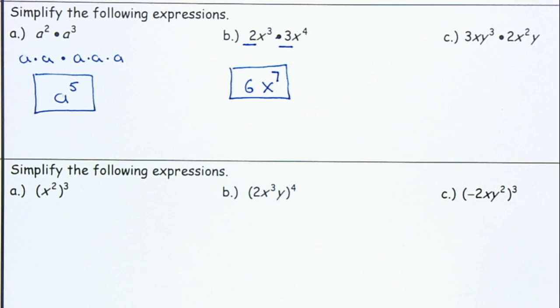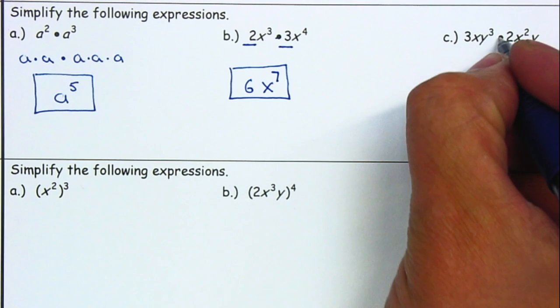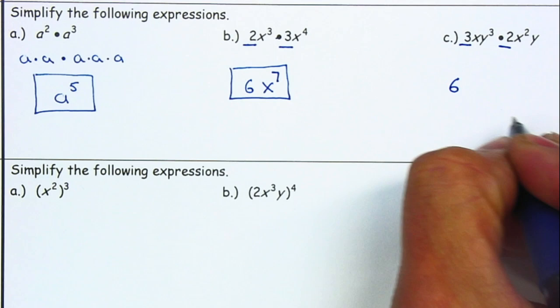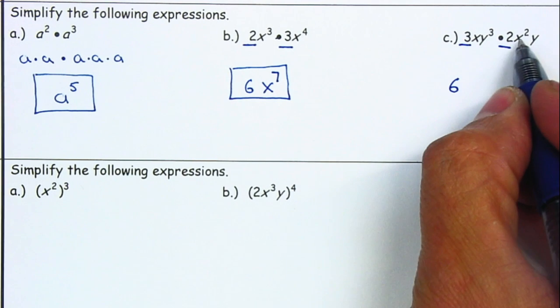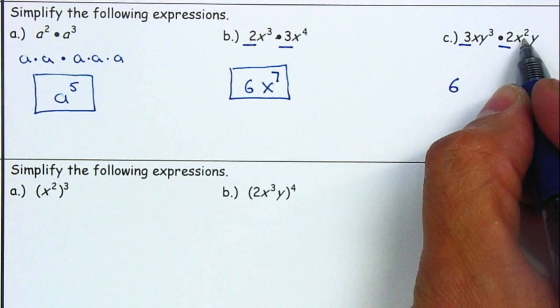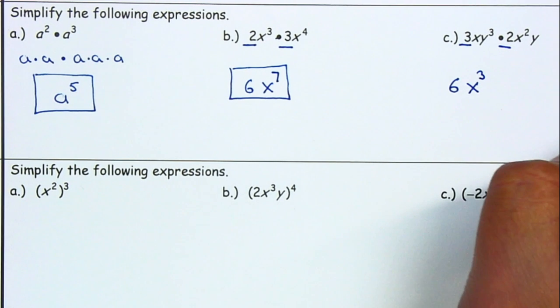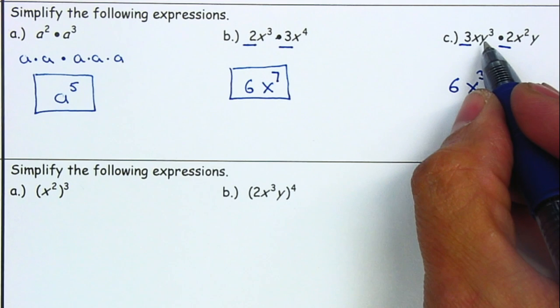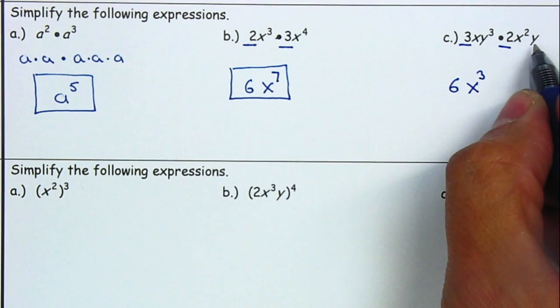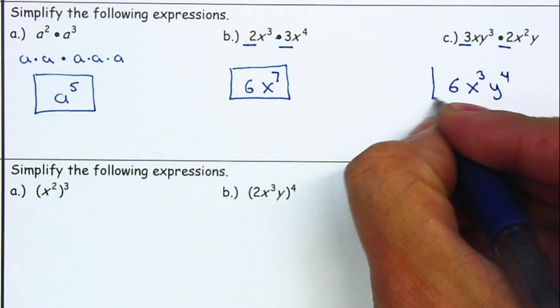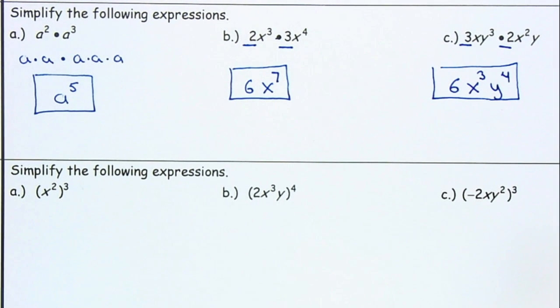For letter C, go through the same process. I'm multiplying, so I'll multiply 3 times 2, which will give me 6. I'm going to count how many x's I have. I have 1 here and 2 more. I have a total of 3 x's, so x to the third power. Y's, I have 3 here and 1 more. It's a total of 4. And that's it. So we're done with example number 1.